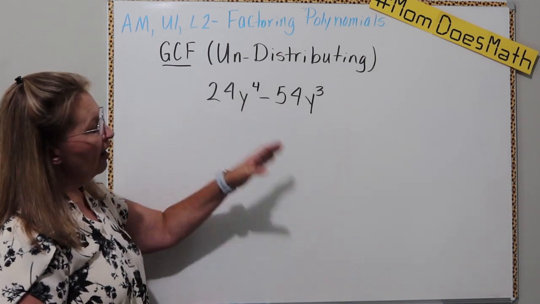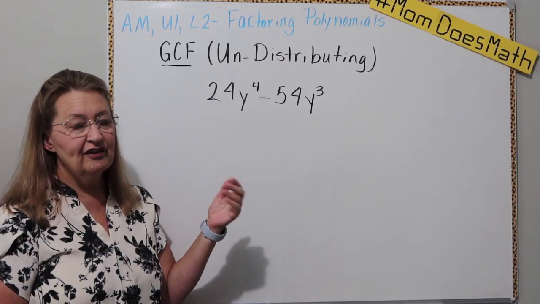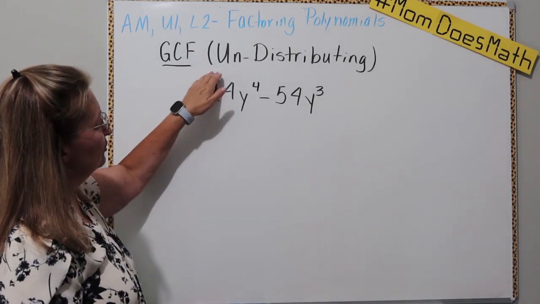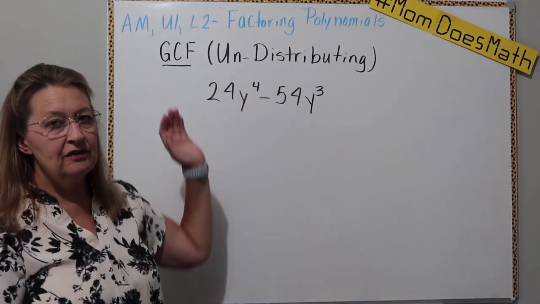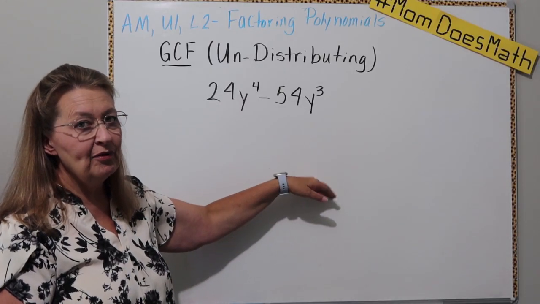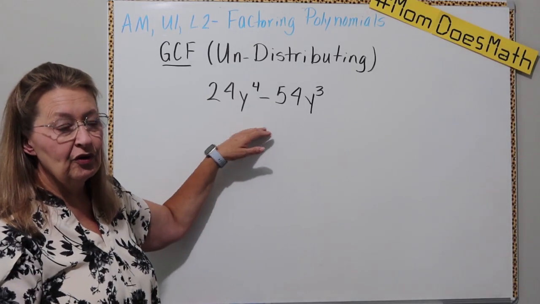Alright, when you factor polynomials, the first thing you do is you take out any greatest common factors if there is one. There's not always one. And finding the greatest common factor or pulling it out is like undistributing, because you should be able to distribute that greatest common factor back into your polynomial and get your original.